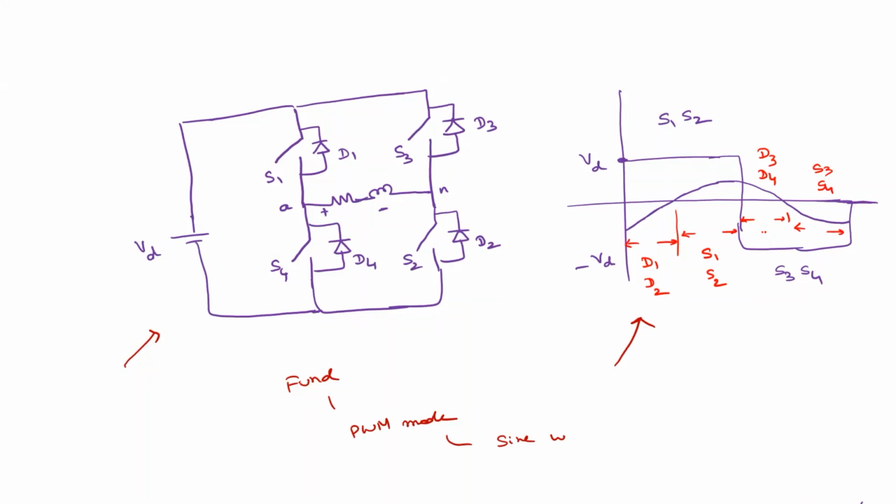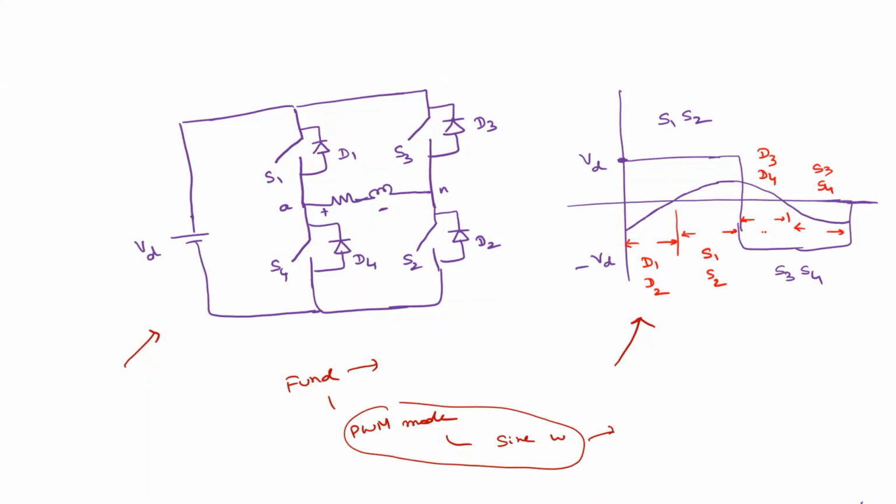Most of the square wave inverters are operated at a fundamental frequency. But in case of sine wave inverters, they're operated in PWM mode, or we will connect some filters to convert this square wave into a sinusoidal waveform by using some LC filters that we'll discuss at a later point of the class.